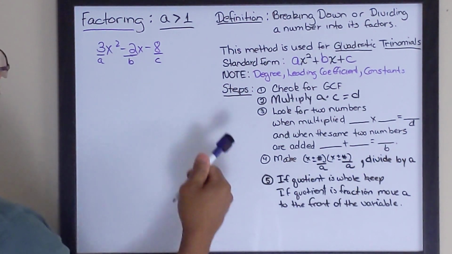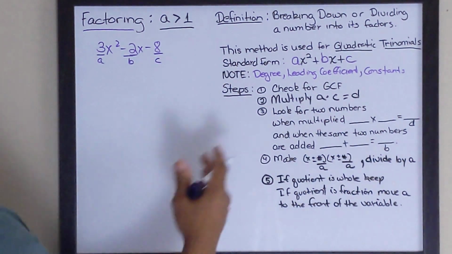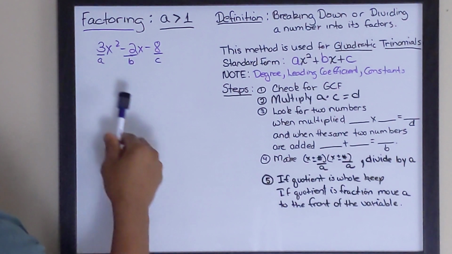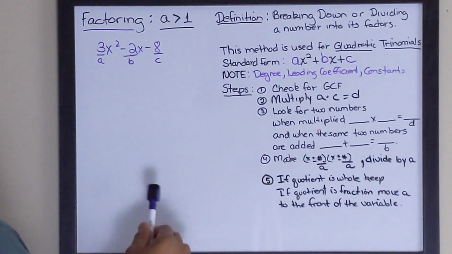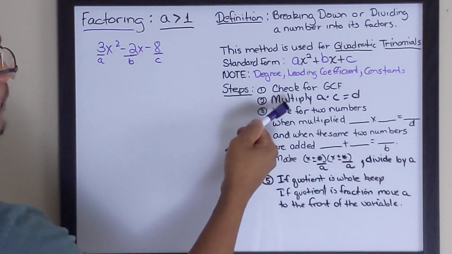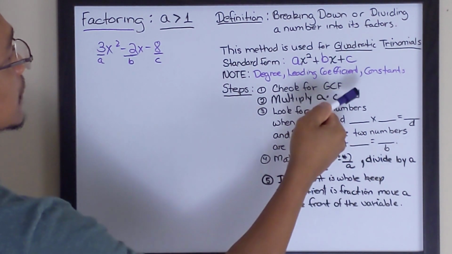Step 1, anytime we're factoring, we always want to check to see if there's a GCF to factor out to make the problem a little bit easier. In this case, we're going to look to see if there's a greatest common factor between 3x squared, 2x, and 8, and there isn't any. So we're going to move to step 2, where we multiply the value of a times the value of c, and we're going to call that answer the value of d.